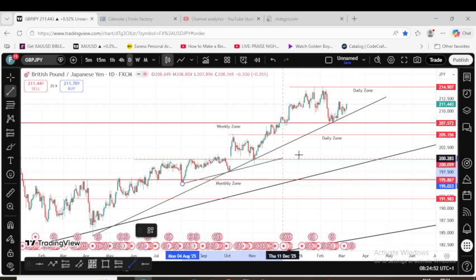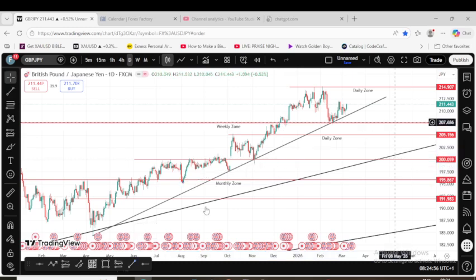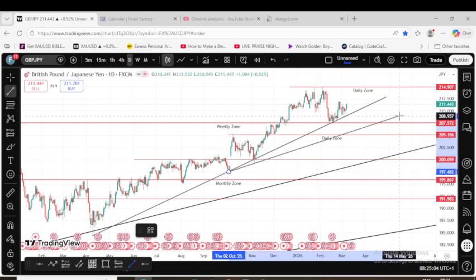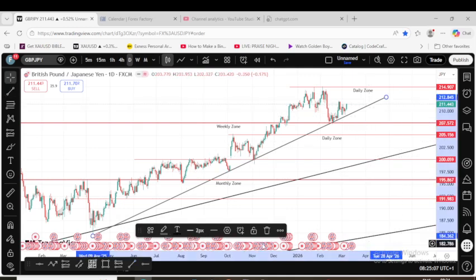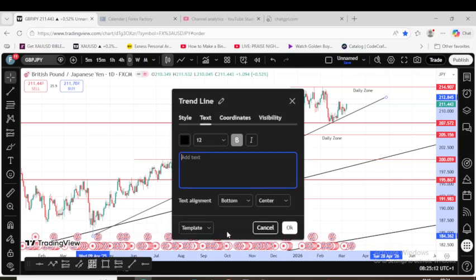Let me try and connect these 2 points. It's not an invalid trend line. Not an invalid trend line as well. But let's just hold on to this one. I don't want to draw too many trend lines. So this is now my daily trend line.